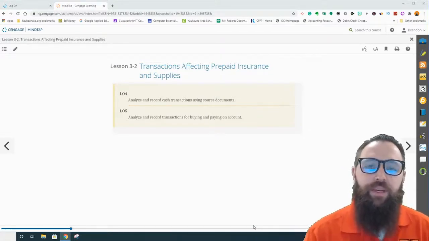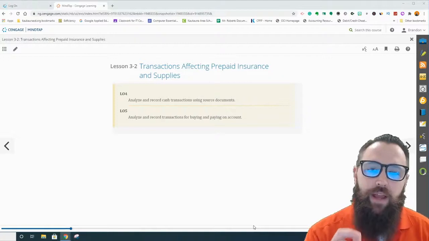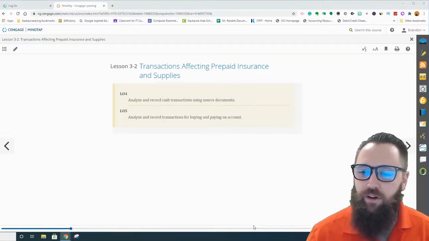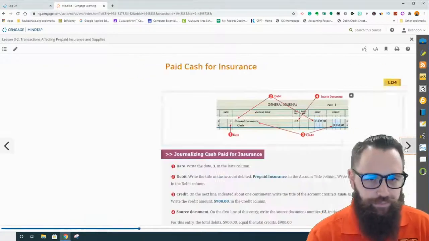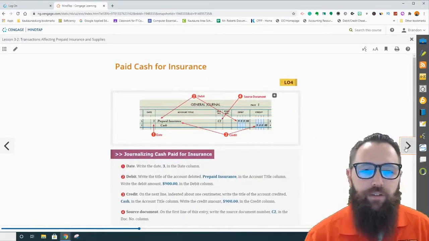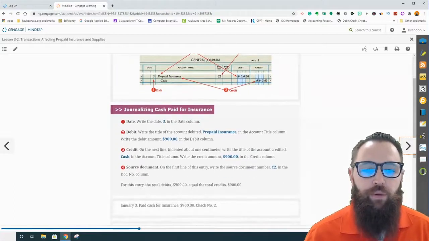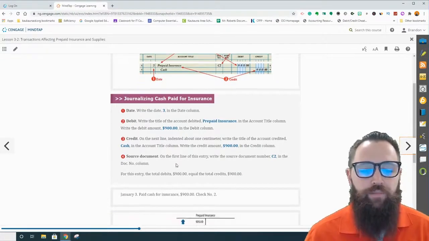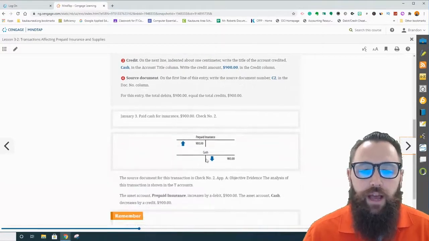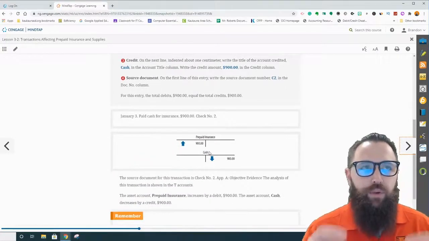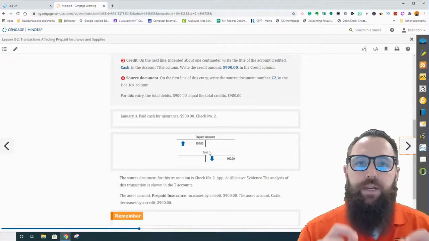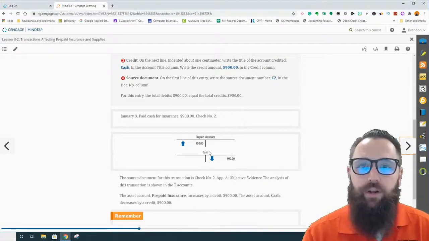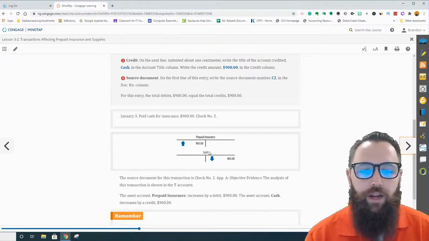So let's jump in, because today we're going to look at transactions that affect prepaid insurance and supplies to start out, and then we'll get into some owner's equity. So the first thing that we have is paying cash for insurance. And if we look at this, remember, we have 4 different steps. But before we even take these 4 steps when we journalize, we need to start looking at our T accounts, and we need to take a step back and say, what accounts are being affected in this transaction, and are they going up or down?